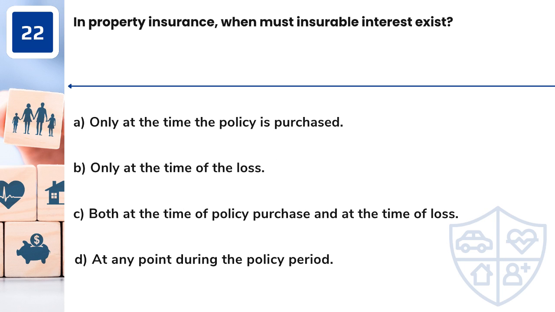Question 22. In property insurance, when must insurable interest exist? A. Only at the time the policy is purchased. B. Only at the time of the loss. C. Both at the time of policy purchase and at the time of loss. D. At any point during the policy period.